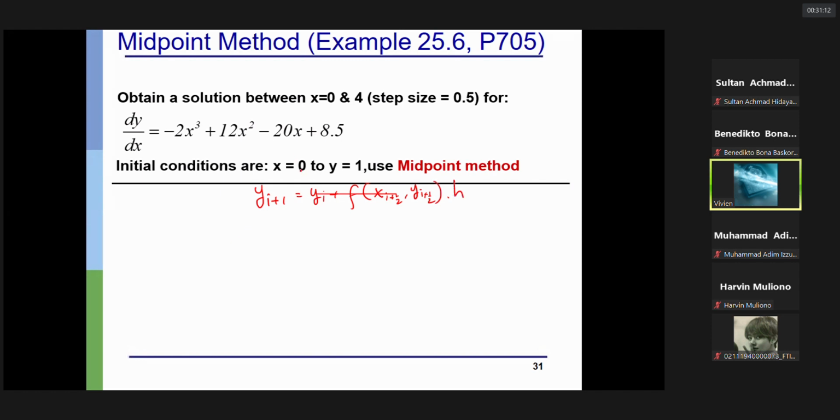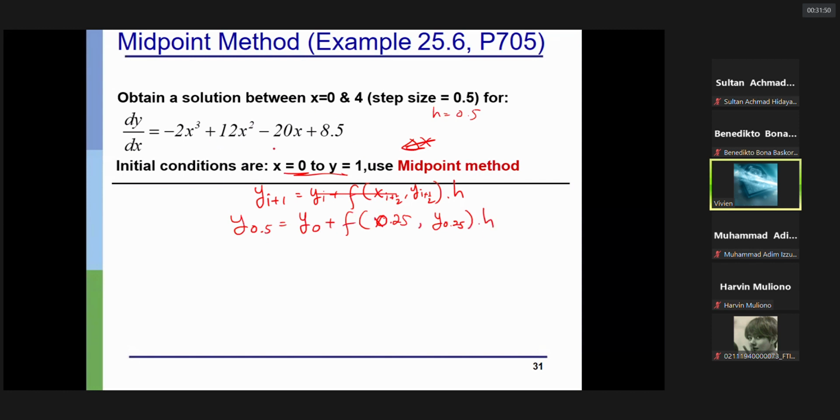So if you want to find the value at x equals 0.5, we can calculate y at 0.5 from the value of y0 plus the slope, using the value at the midpoint. That will be the value at the point x equals 0. If we have delta x, or the step size h, and h is 0.5, then half of h is 0.25. So the midpoint will be 0.25, and the corresponding value of y at 0.25.